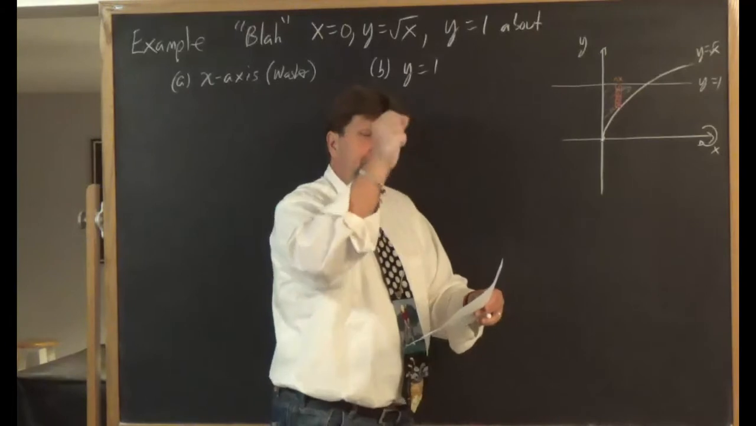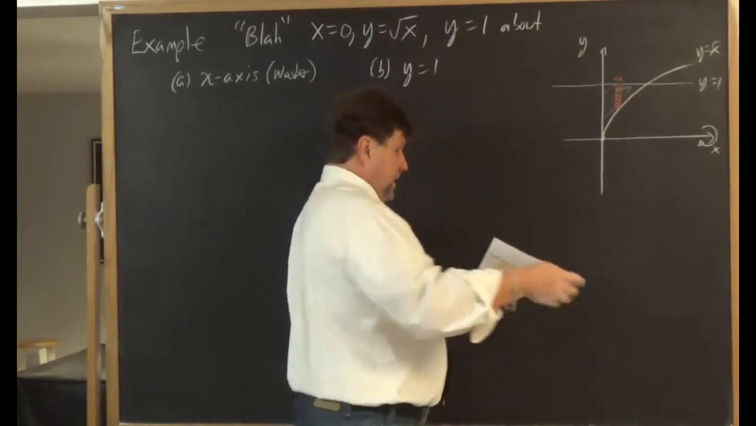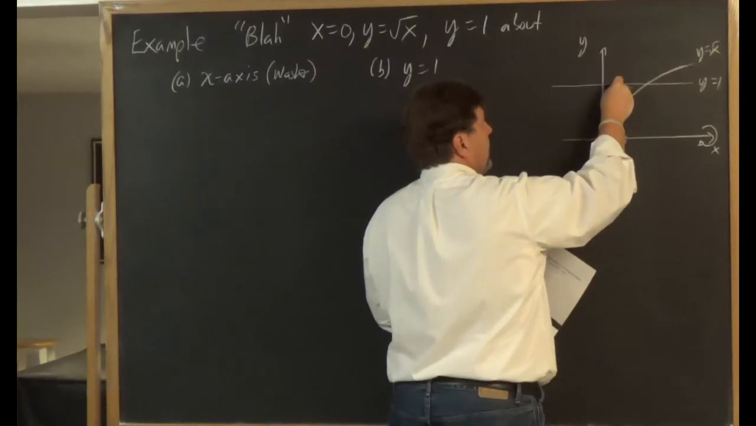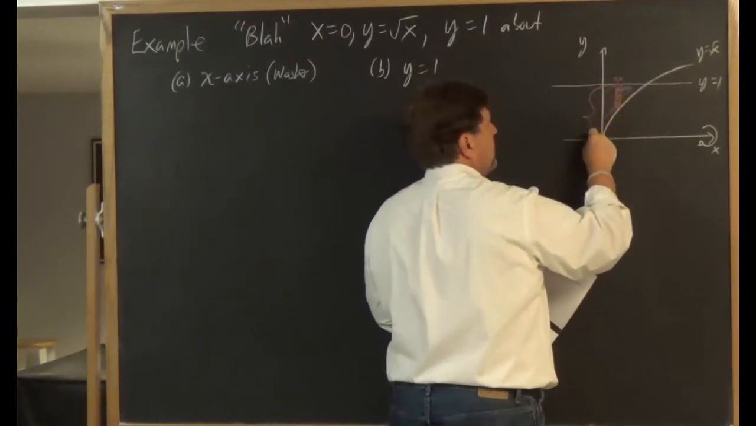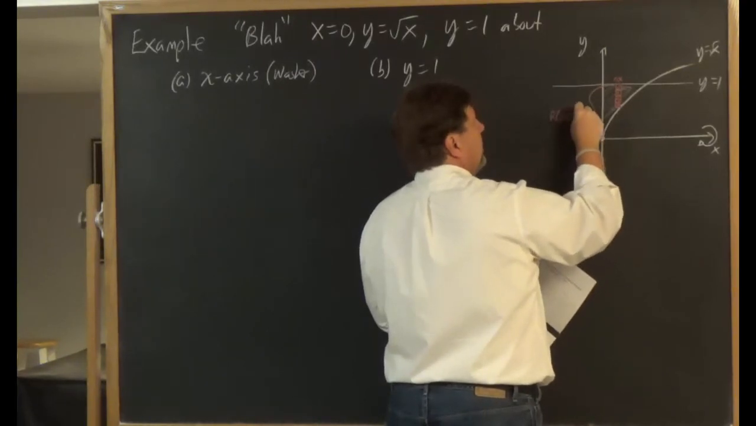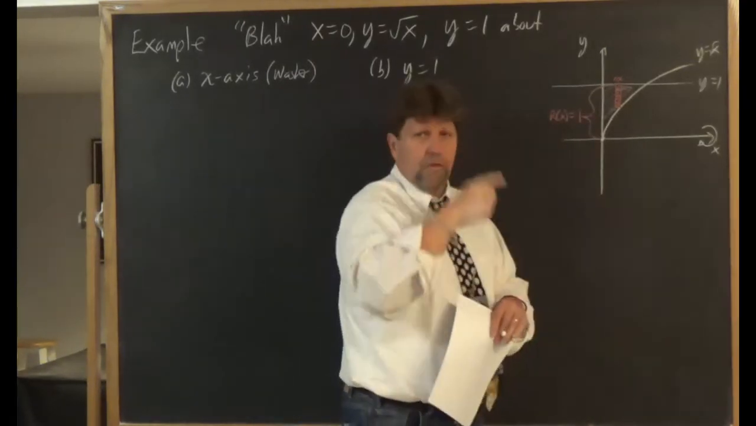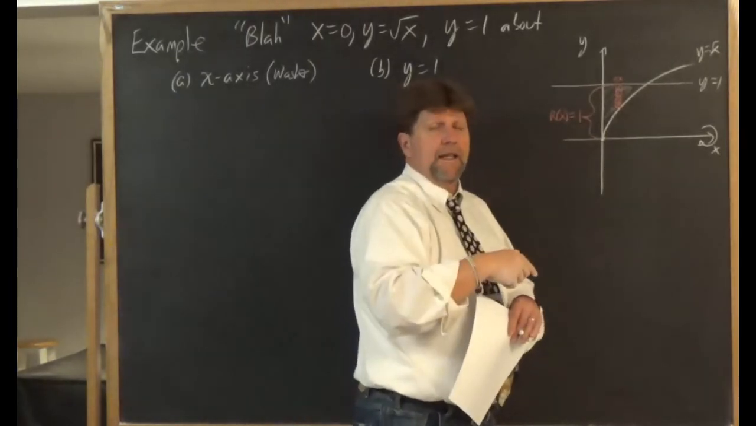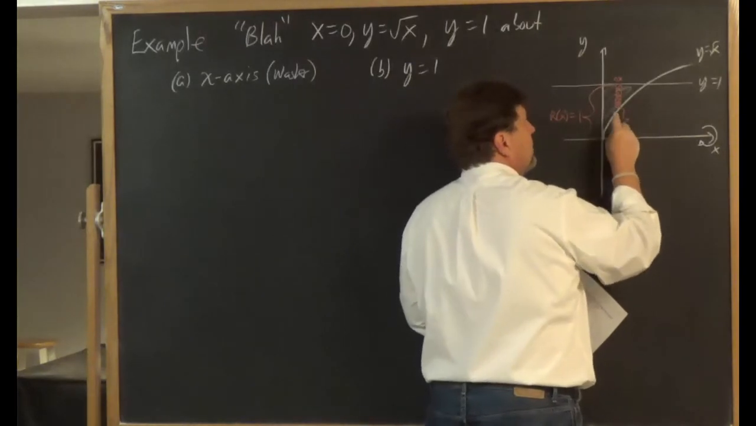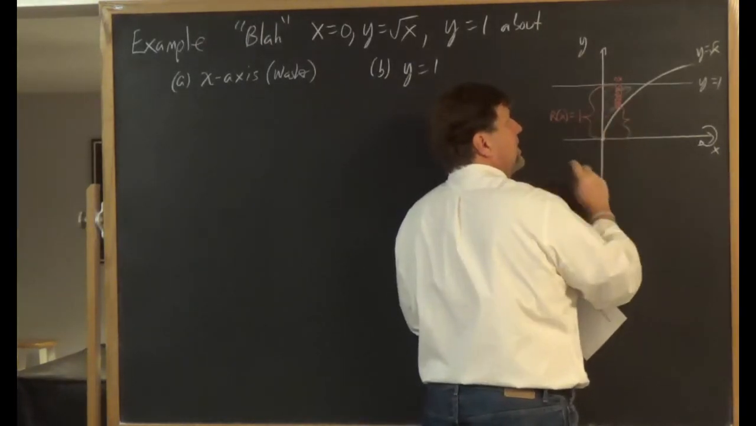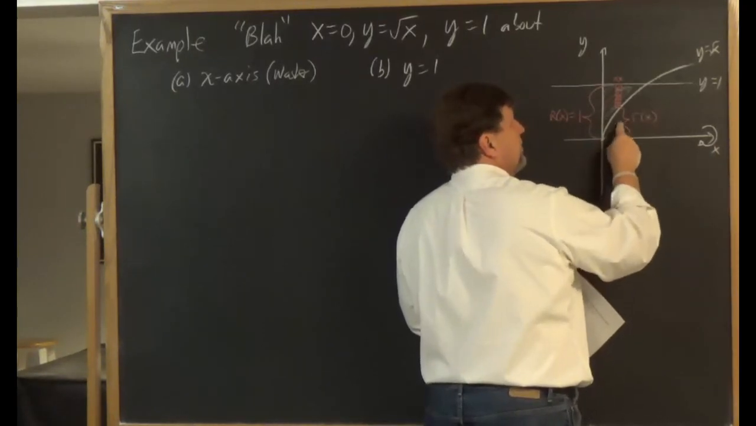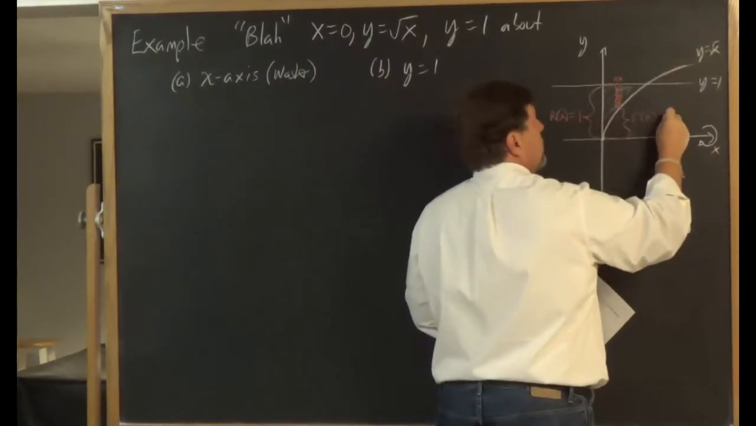So I need to determine big R of x and little r of x. So big R of x, well, that's from the top of my rectangle to the axis of revolution. That's not too bad. That's just 1. It's 1 unit from y equals 1 to the x-axis. Little r of x is, for this one, from the bottom of the rectangle to the axis of revolution. That's not too bad, because the distance from here to here is nothing more than square root of x.